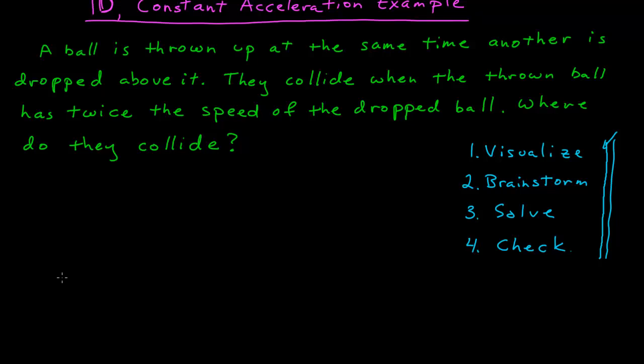So the first step is to clearly visualize what's going on. And my first part of visualization is pictures and sketches. Okay, so I have some ball that's up high, another one that's low. This one is going to be thrown up. This one's going to be dropped. And then somewhere in the middle, they're going to collide. And so this is the point where they collide. Okay. And so here, I think the picture is pretty easy.